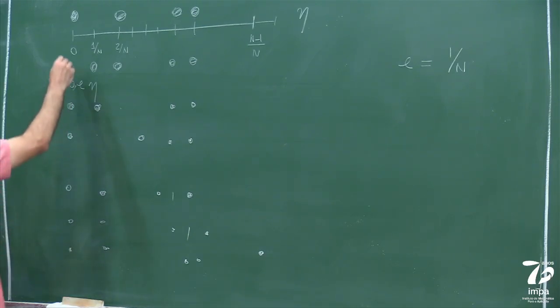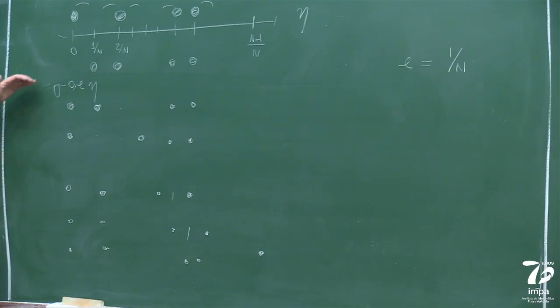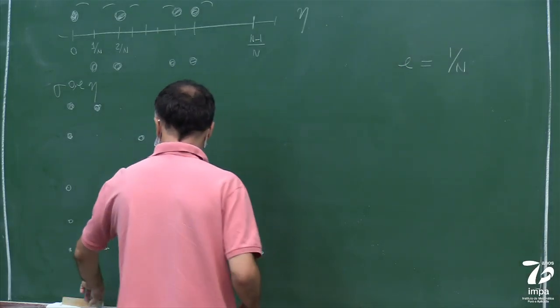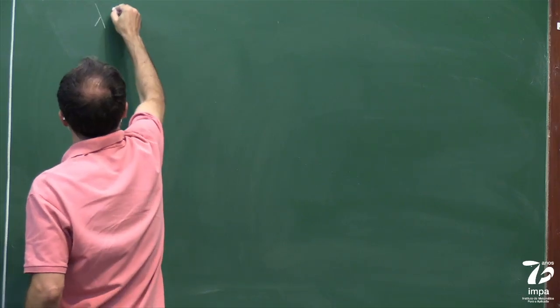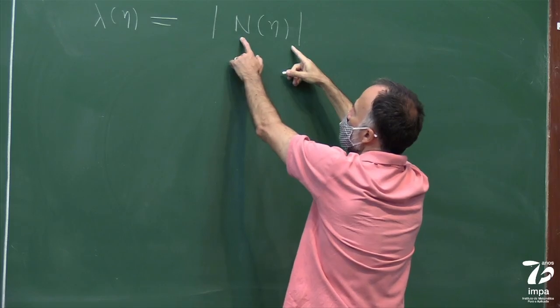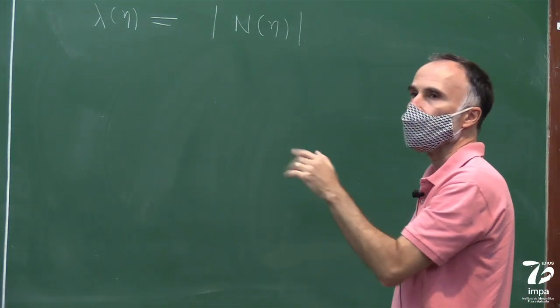So these are all neighbors of my configuration eta. How many are there? 1, 2, 3, 4, 5, 6. So there are 6 neighbors, which are all represented here. So this is the set of neighbors. Definition clear? And lambda of eta is just the number of neighbors. If I have a set, the absolute value of the set means the number of elements of this set. So this is lambda.